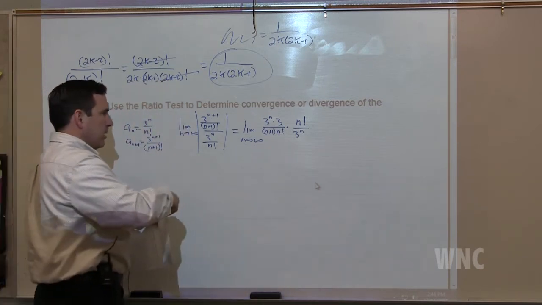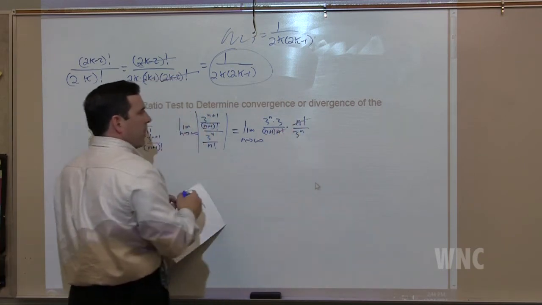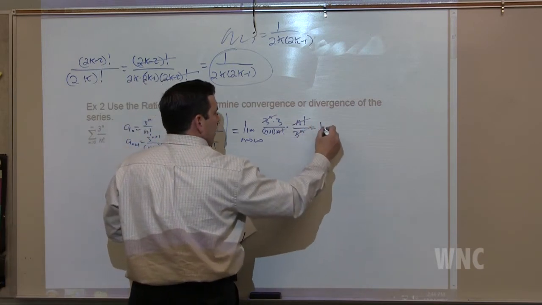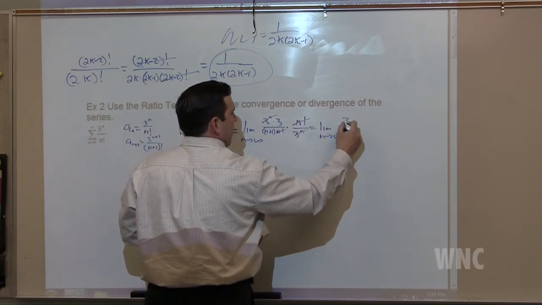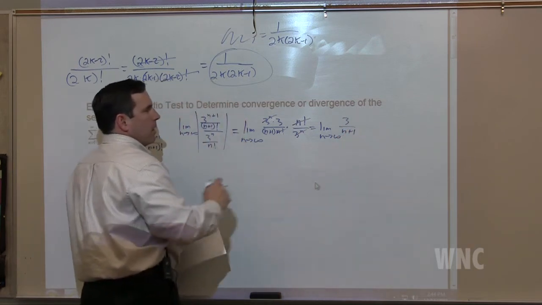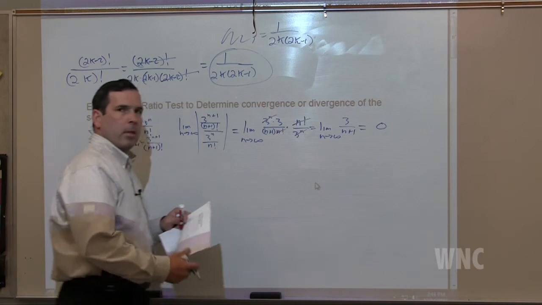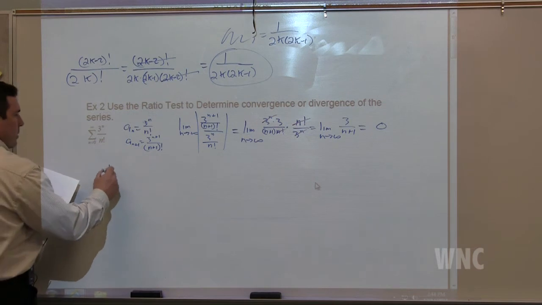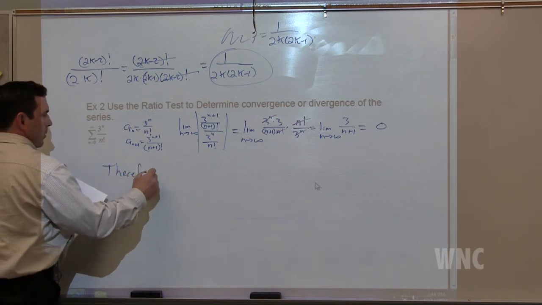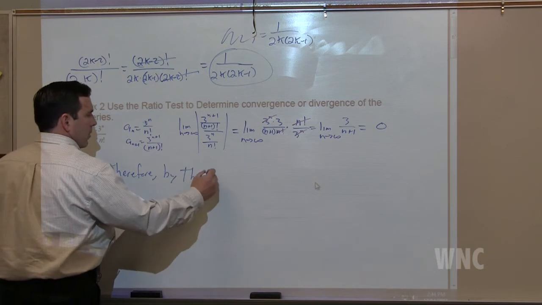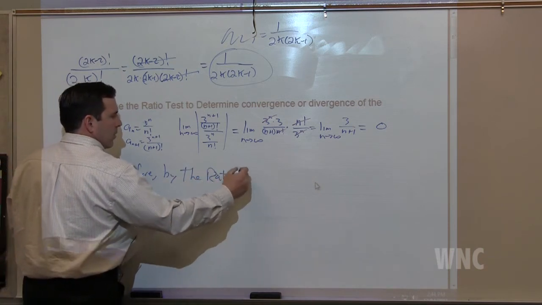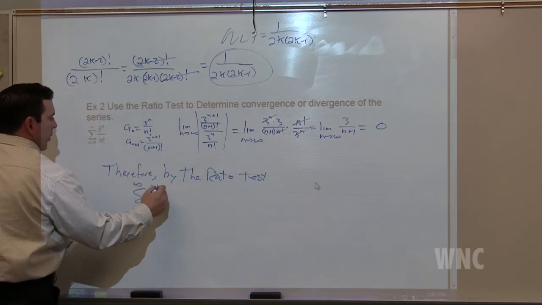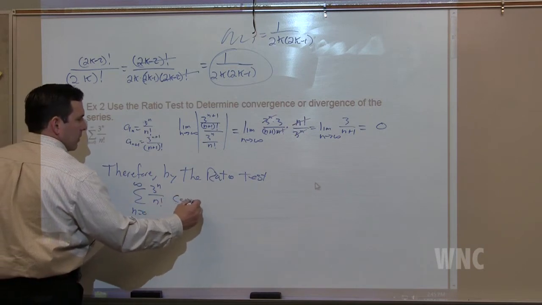So I expanded the n plus 1 factorial term here. You have this 3 to the n cancel, and we have the limit as n goes to infinity of 3 over n plus 1, and that's just going to be 0. So by the ratio test, the sum n goes from 0 to infinity of 3 to the n over n factorial converges.